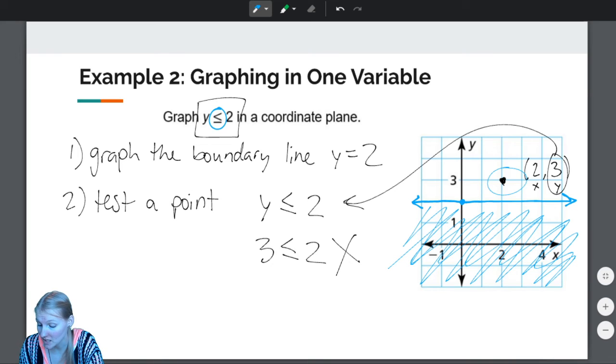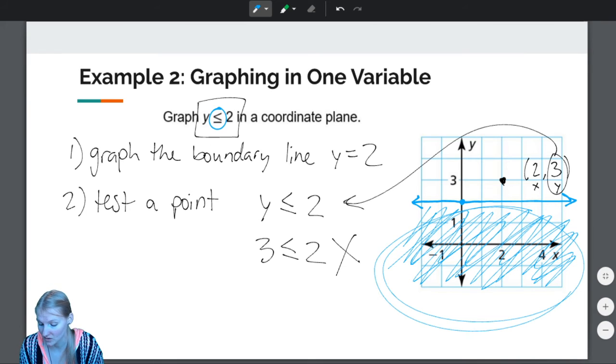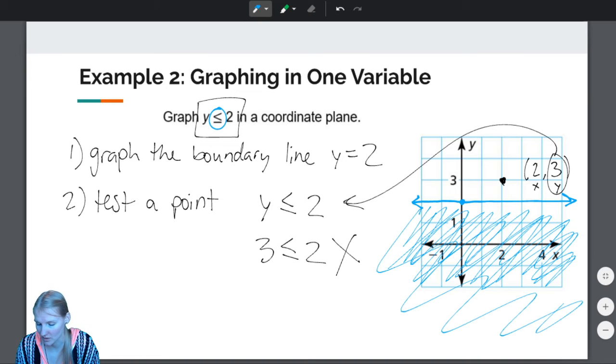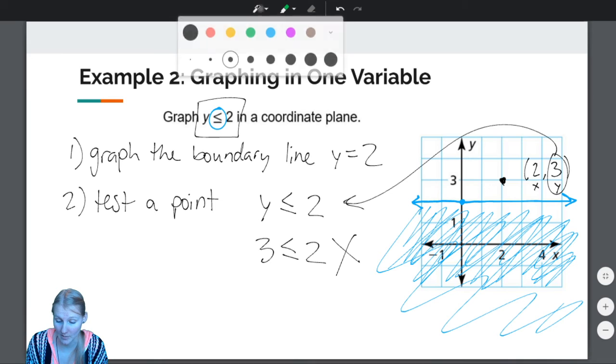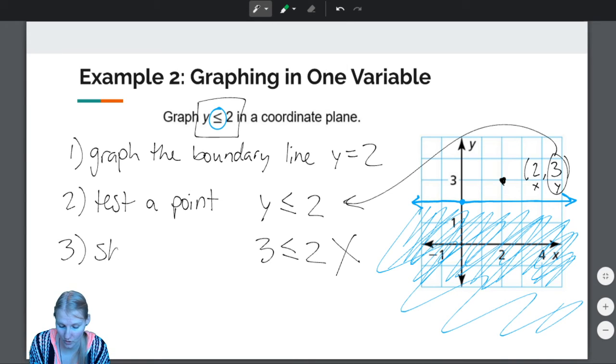I'm not shading up here because that wasn't a solution. And remember, the place that I'm shading, this is all of the solutions. So everything down here gets shaded. All right, and that's step 3. Step 3 was to shade, or color in, the solutions.